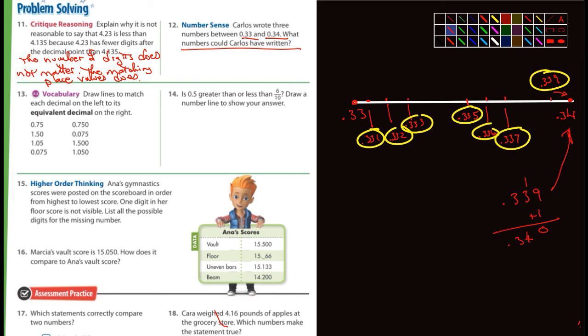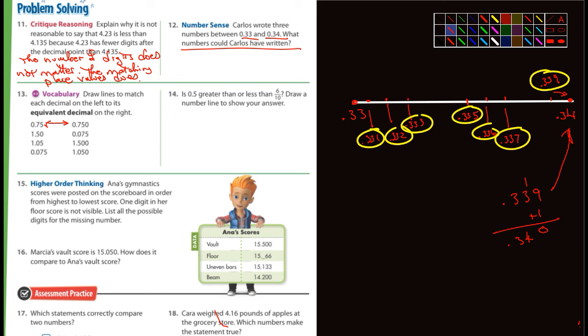Number 13 here. Draw lines to match each decimal to its value on the left. I'll just do one of those for you. How about the first two right here? 0.75 is the same as 0.750. Because remember, adding zeros on to the end of a number, that doesn't change its value. Okay, so those two are the same.